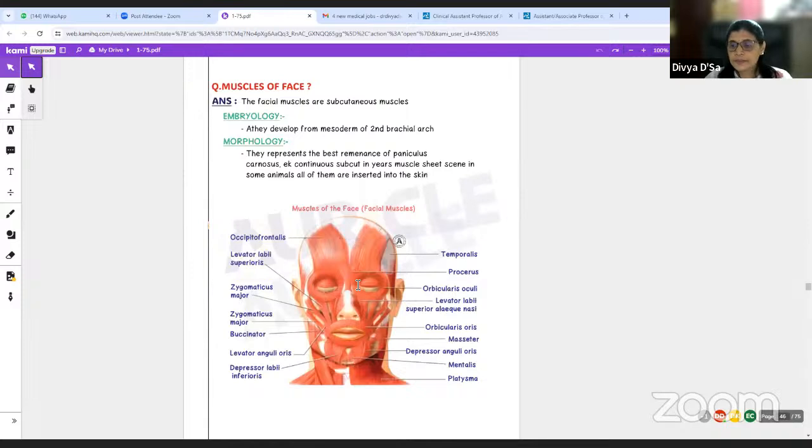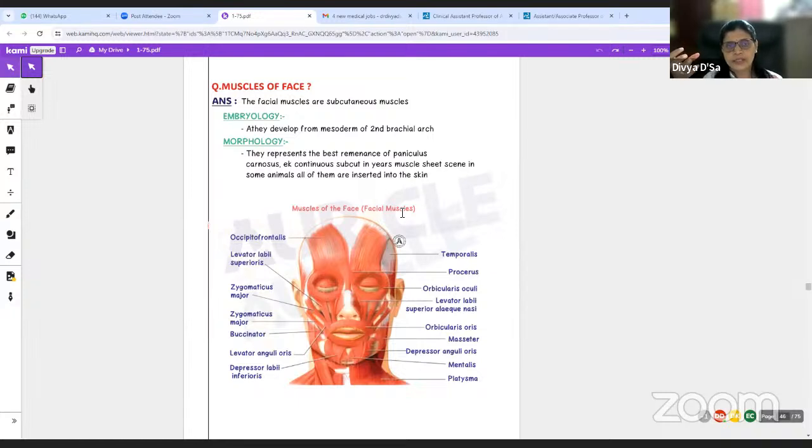Coming to the face, muscles of the face. The facial muscles are basically subcutaneous muscles. Generally, in most body parts we have skin, superficial fascia, then deep fascia, then muscles, then deep to the muscles we have the vessels and nerves, then comes the bone. That is how the tissues are arranged. But in the face, the deep fascia is absent because the facial muscles are directly inserted into the skin, so subcutaneously.